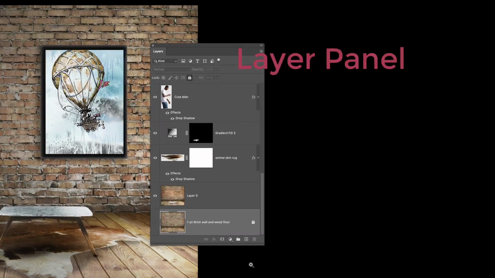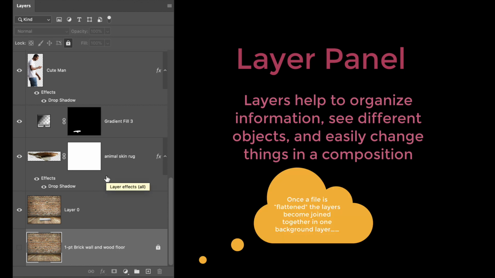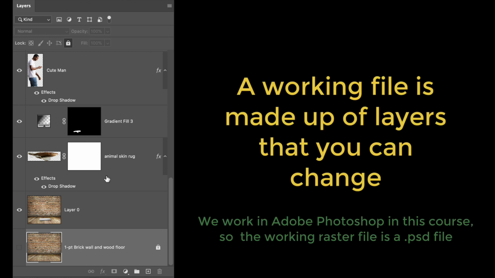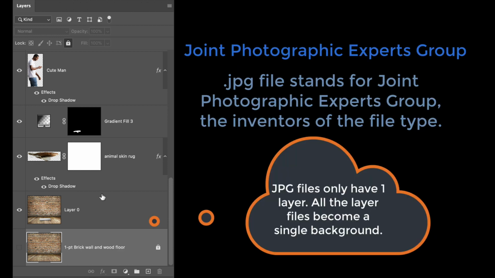You can see the order of the layers in this Layers panel here. Why are layers important? Layers help to organize information and make it easier to modify a working file. In this case, a working file is a .psd file. Once a file has been compressed, it no longer has layers, which make the file easy to edit. An example of a compressed file is a JPEG, which stands for Joint Photographic Experts Group.